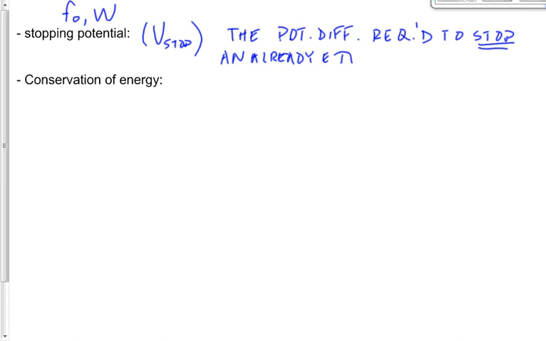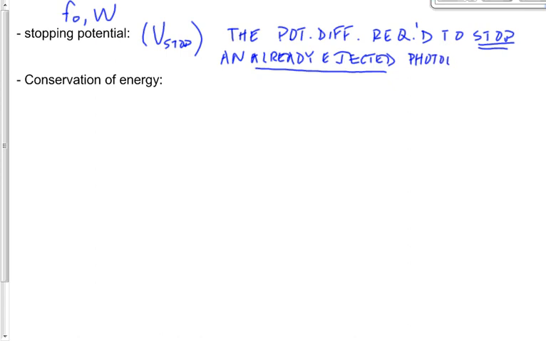So we're not stopping it from being ejected. We're not stopping the photoelectric effect from happening. It's already happened. We're stopping the electron that's already been ejected. We're literally making it come to a stop. It was moving, now it isn't. The potential difference required to stop an already ejected, we'll call it photoelectron.